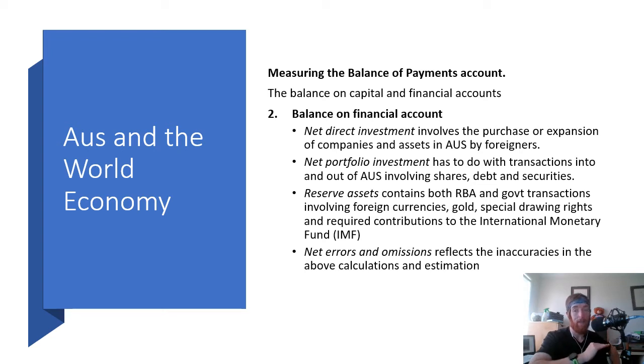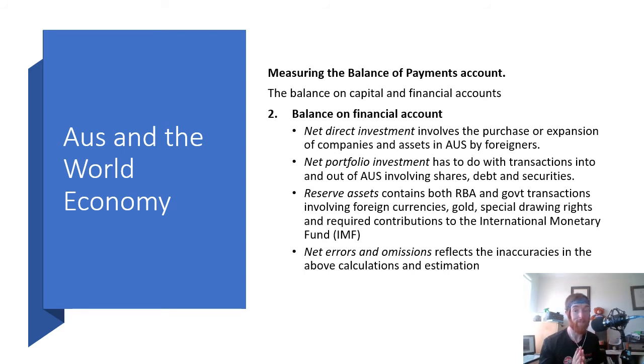And the last part, which is the reason why the balance of payments balances, is we have a sub-account for net errors and omissions. And basically this reflects the inaccuracies in the above calculations and estimations across both this and the other side of the balance of payments, and basically gives a dollar value that makes the whole two sides balance. So no matter what, this net errors and omissions will make the whole thing balance.